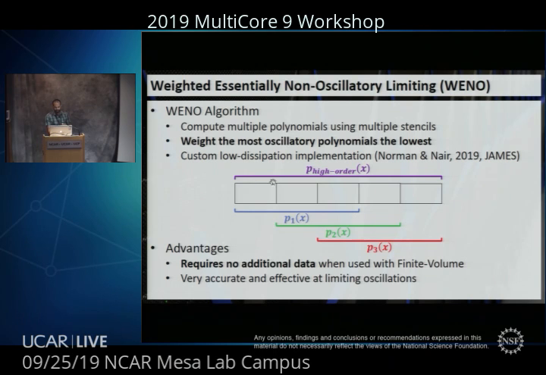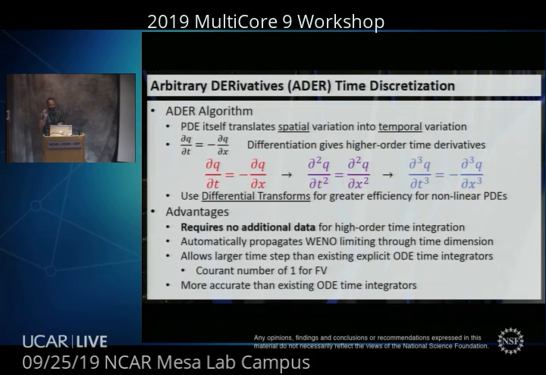The beauty is, you see that same stencil there, it doesn't require any additional data when it's used with finite volume. You can use the exact same stencil that you had before, and it's very accurate and effective at limiting oscillations. There's a custom implementation in a paper in JAMES from Ram Nair and myself that improves upon traditional WENO applications. In ours, it actually improves the accuracy for smooth and non-smooth flows, no matter what, in every context, which is pretty rare for a limiter to increase accuracy, because usually the dissipation decreases accuracy.